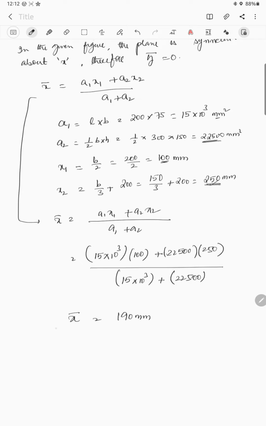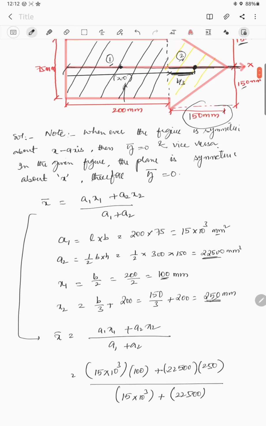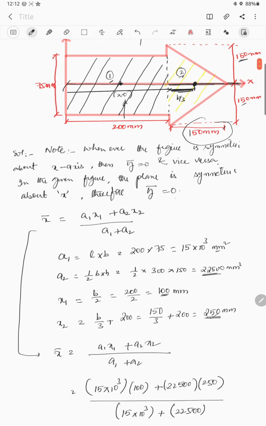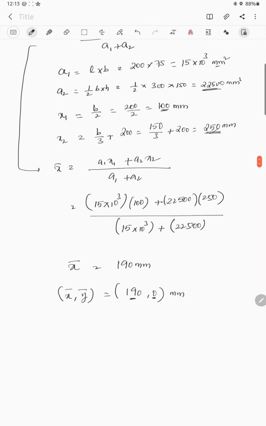190 mm. So now what is the centroid? Centroid of the given triangle, x bar comma y bar, is equal to 190 comma 0 mm. So this 190 we calculated. Why did we get y as 0? Because the figure is symmetric about the x-axis. That is why y bar will be equal to 0. Understood? So this is how we calculate the centroid of these figures, right?